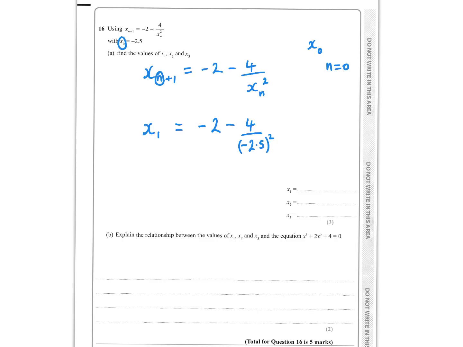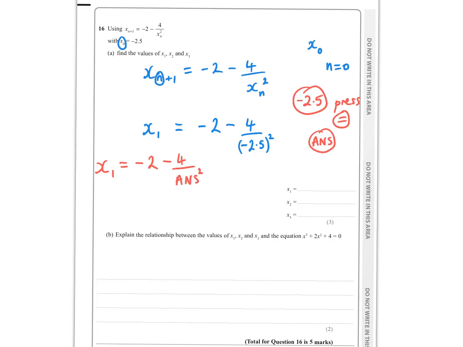An alternative way is to say, and I'll put this in a different colour, if you type in negative 2.5 on your calculator and then press the equals button, that value will be stored as the previous answer. And there is an ANS button on your calculator. Then all you have to do to find the first value, given that negative 2.5 is put in, is type this into your calculator. And that will give you the value straight away.